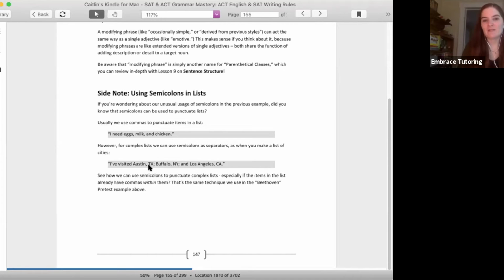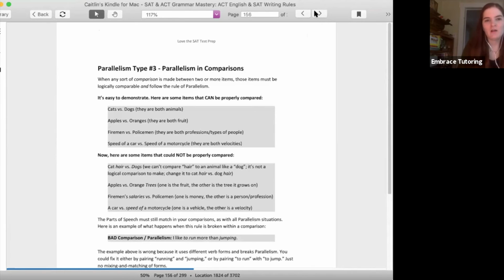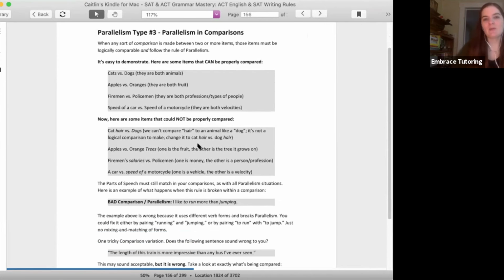Because we have different types of nouns. We have a proper noun for a city, and we have a proper noun for a state, which are two different types of nouns. Okay, so that's also why you need the semicolon in this case to separate a list. The third instance with parallelism focuses on any sort of comparison that's made between two or more items. And those items must be logically comparable and follow the rule of parallelism.